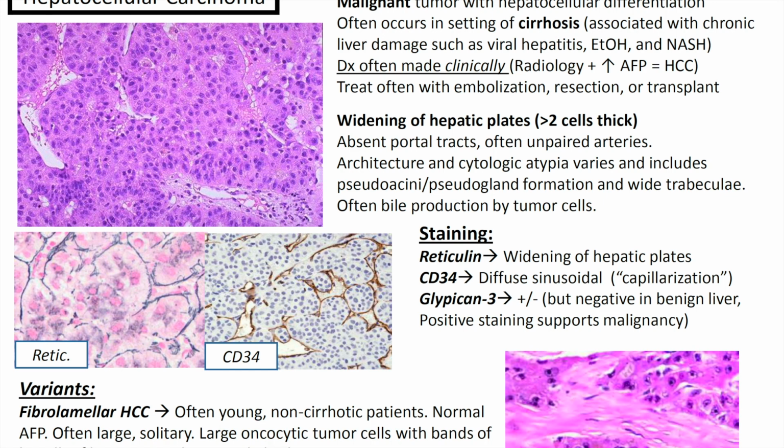You're going to see widening of the hepatic plates, so more than 2 cells thick, absence of the portal tracts, and often those unpaired arteries like we saw in hepatocellular adenoma. So the architecture and cytologic atypia varies and includes pseudoacini, pseudogland formation, and wide trabeculae. And there's often bile production by tumor cells, so you may see some bile when you look under the microscope.